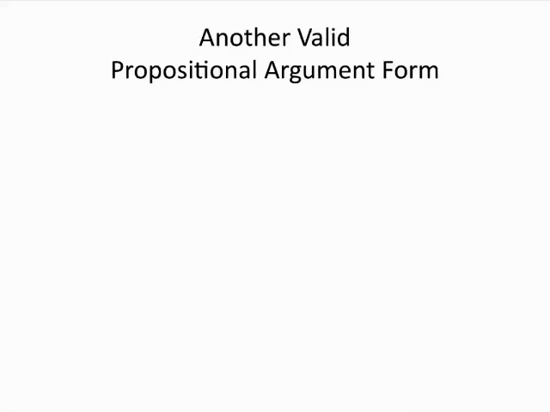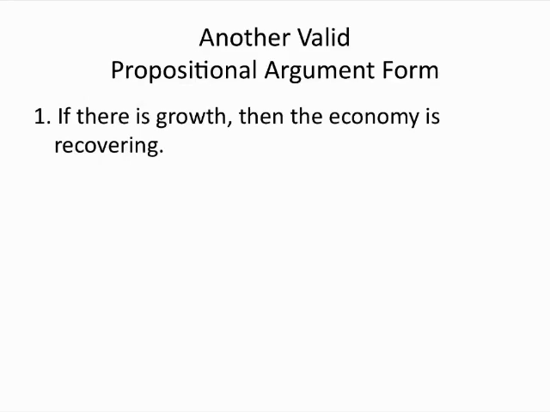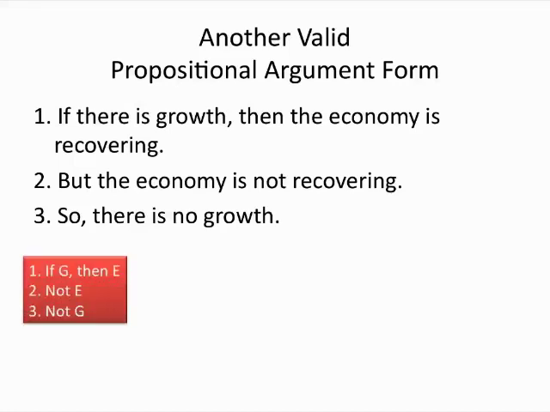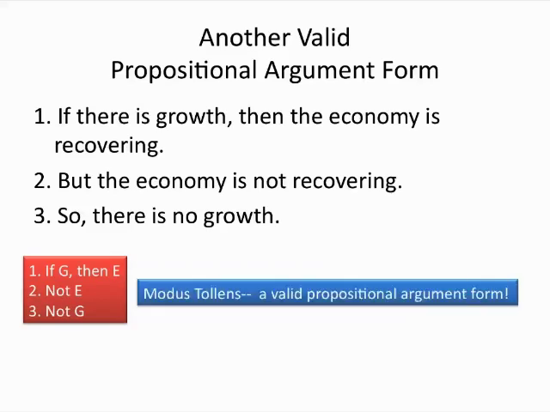Here's another propositional argument, that is, an argument whose validity depends upon the logical relationships between statements. If there is growth, then the economy is recovering, but the economy is not recovering, so there is no growth. This argument is also a variant of a conditional argument, that is, it uses the if-then connective in one of its premises. Take a look at its form. If G, then E, not E, conclusion, not G. Here we have a denial of the consequent, which is a valid form of conditional argument known as modus tollens.